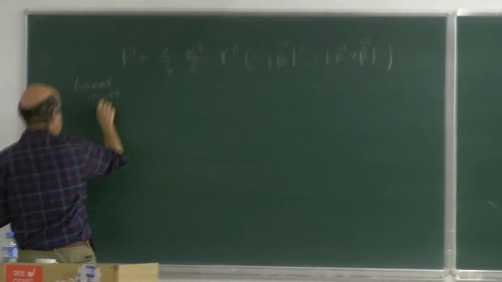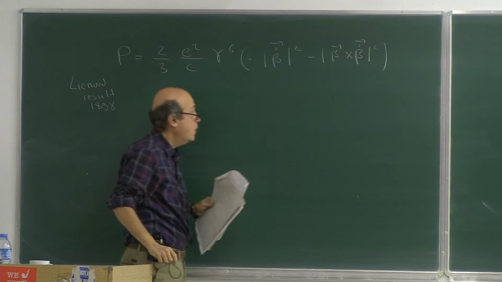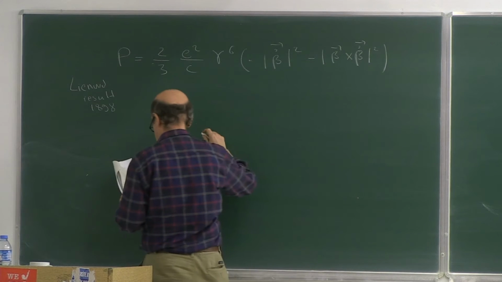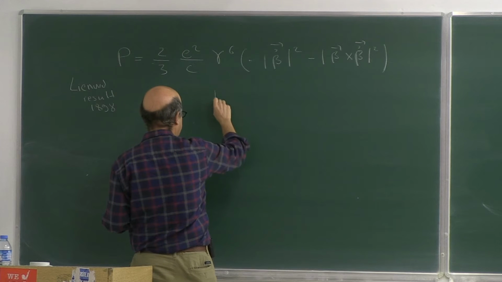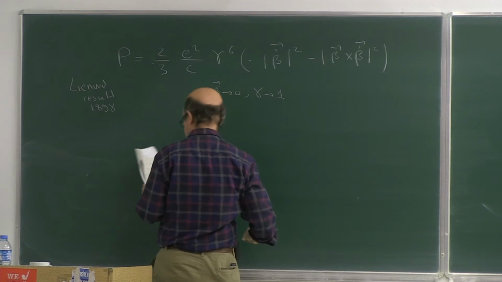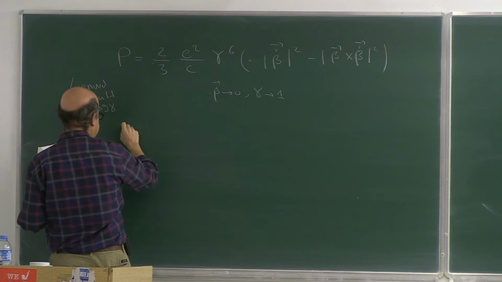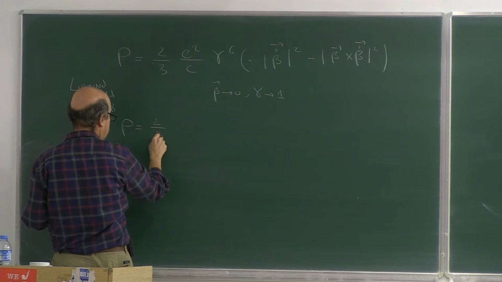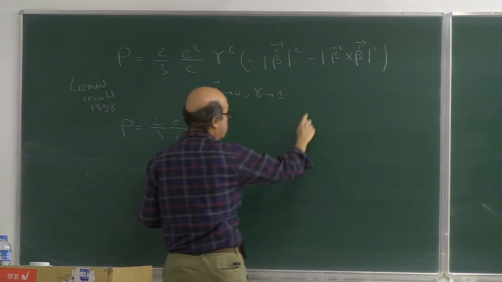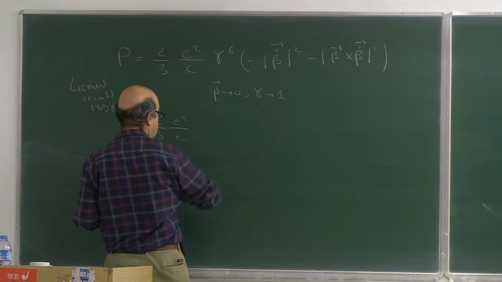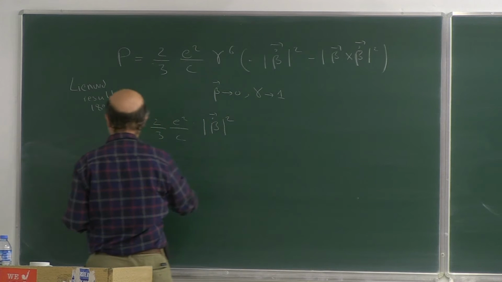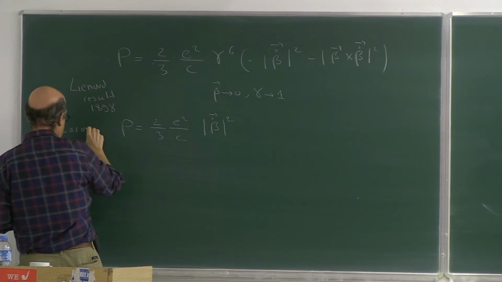So this is a total power, and we said that when the charged particle is moving non-relativistically, when β goes to 0 and γ goes to 1, it reduces to the classical Larmor result. The total power is 2/3 e²/c. So this term drops, γ goes to 1, and you can obtain the Larmor formula.